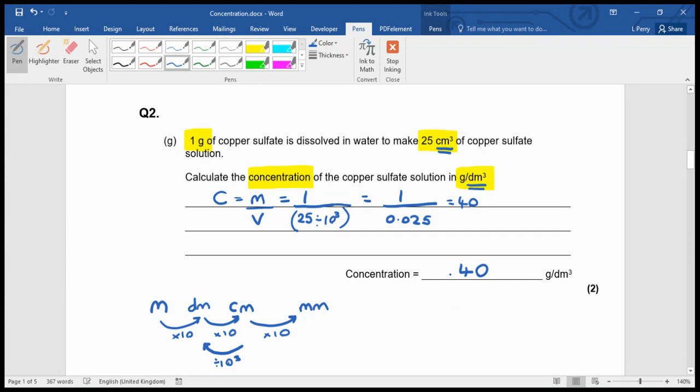So the big part of that question was changing units. Now that's a very common change. So if this didn't make sense, speak to your teacher, but just remember to turn centimeters cubed into decimeters cubed, we divide by 10 cubed. That's the change. That's the conversion.